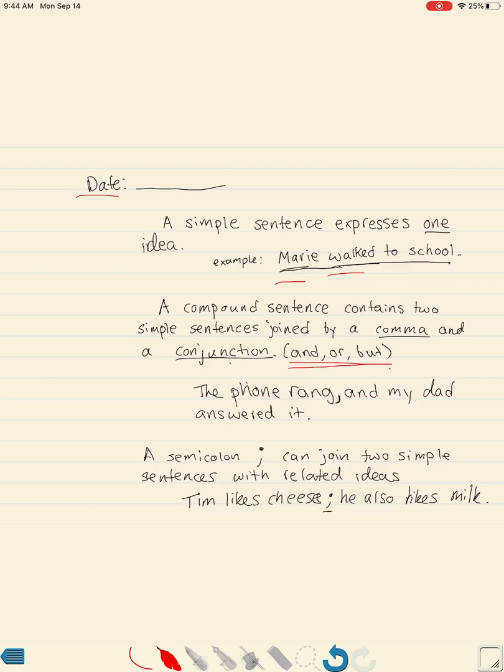The example I put in here was the phone rang, and my dad answered it. The phone rang is your first simple sentence. We want to add it to the next one, so we use a comma and a conjunction, and my dad answered it. That's how we put two ideas together. You could leave it as a period and have another sentence, but they're so small that when you join them up, it just sounds a little bit better. That's called a compound sentence because there's two of them conjoining.